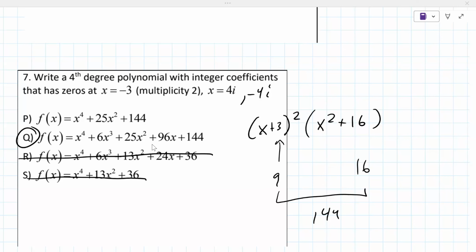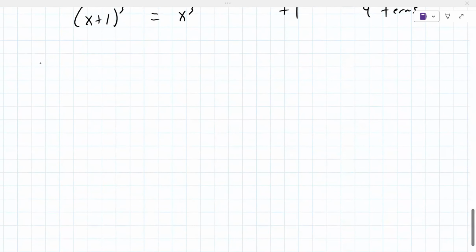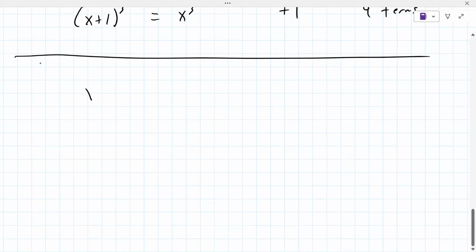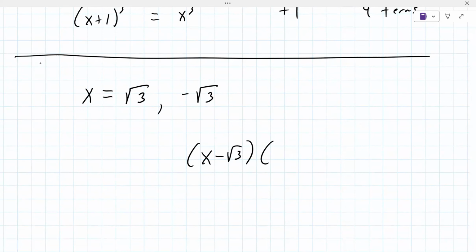Probably another one like this would be, well, the one we haven't done, and I do feel like we ought to at least touch on it. Let's say I tell you the root is square root of 3. What's the other root that goes with it? Negative square root of 3. So that becomes x minus root 3, x plus root 3. Could you FOIL that for us as well?